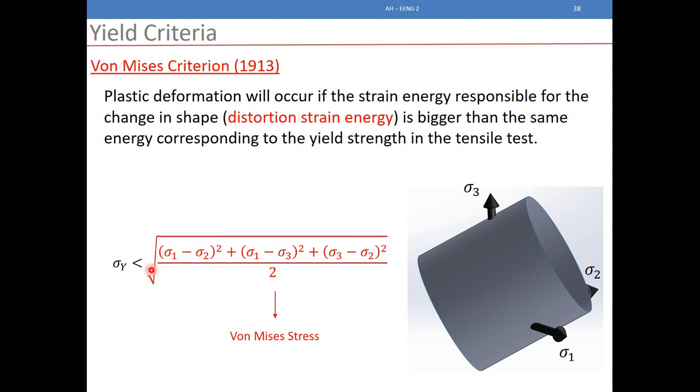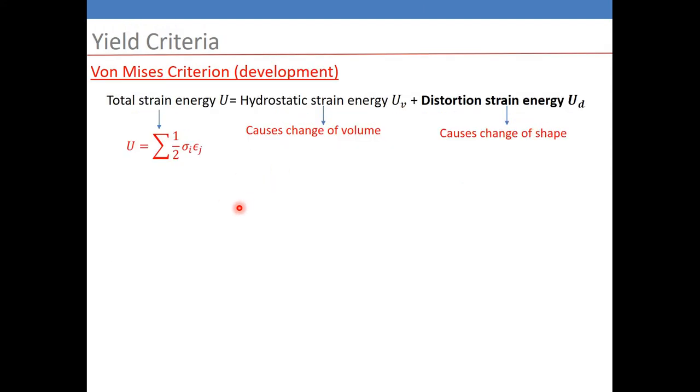Just to understand what we mean by distortion strain energy: we know the total strain energy, as we said in the stress-strain curve, is the area below the curve. But in the case of three stresses, like the 3D case that we have here, it's the sum of 1/2 stresses times strains.